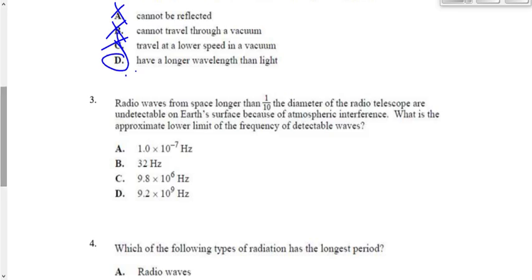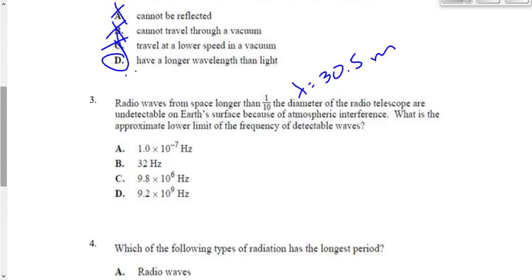D is our answer. Radio waves from space longer than 1/10 the diameter of the radio telescope are undetectable at the Earth's surface. Okay, we were given the diameter of the telescope was 305 meters. That means the wavelength is going to be 30.5 meters, right? It tells me wavelength longer than 30.5 meters or 1/10 the diameter of the radio telescope.